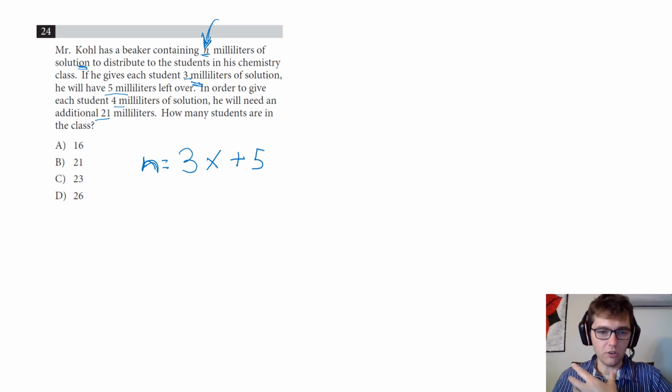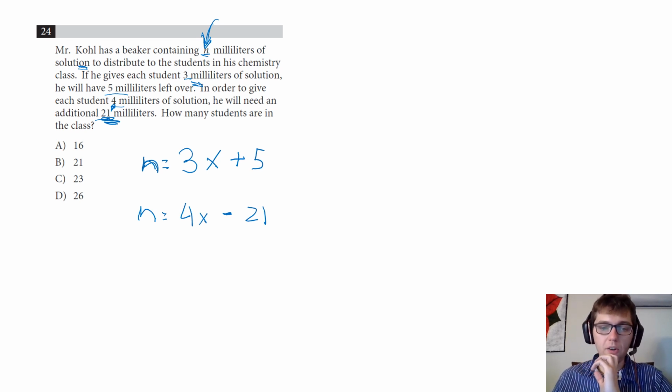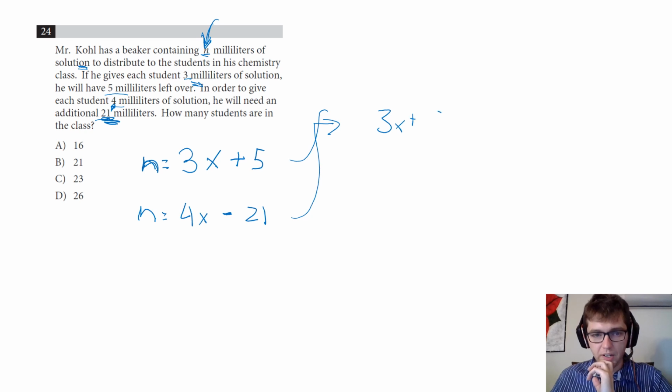In the second scenario, you again have n is equal to, now you're giving each student 4 milliliters, so 4 times x, but you have a deficit of 21 milliliters. You can't do it by 21 milliliters, so you are minus 21 milliliters. Okay, so you can now set these two equations equal to one another. We'll combine and write over here. So we have 3x plus 5 is equal to 4x minus 21.